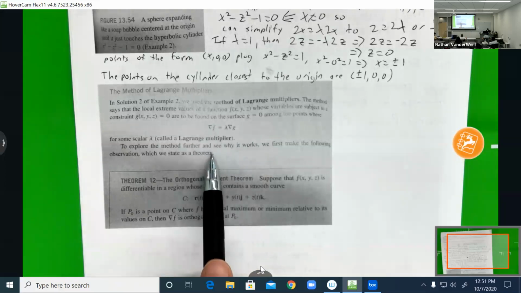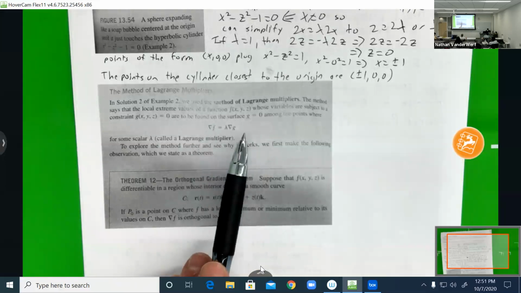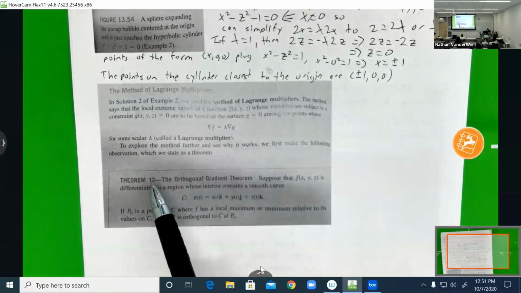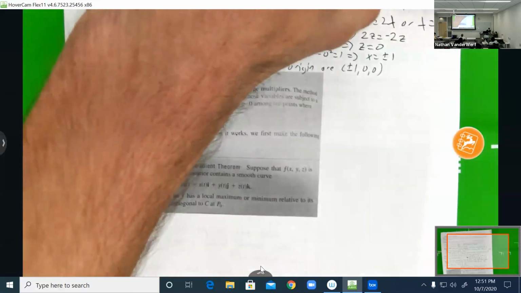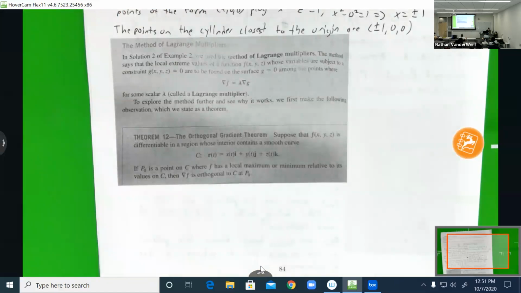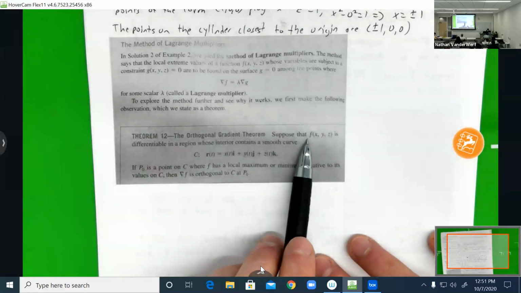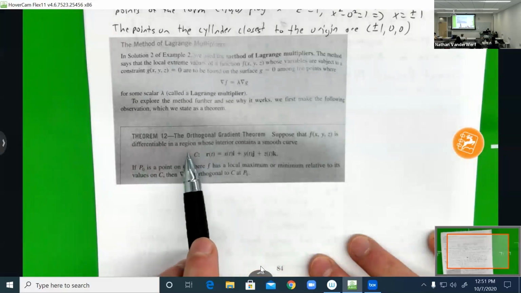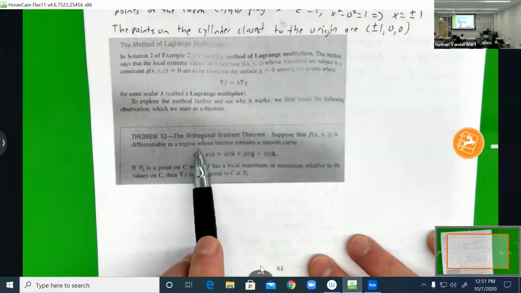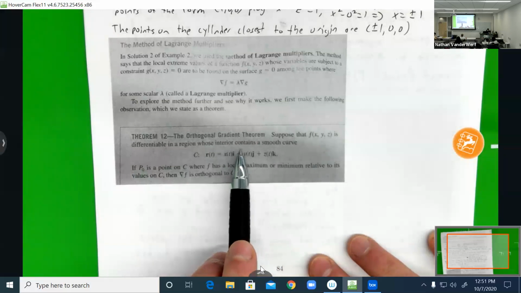So to explore this method further and see how it works, we're first going to make the following observation, and this will be one of the few times we'll probably do a proof in this class. Let's try to read this and understand what it's saying. So suppose that f of x, y, z is differentiable in a region whose interior contains a small curve.